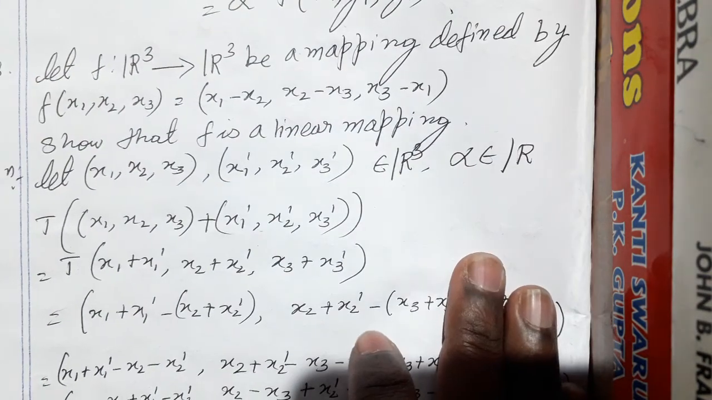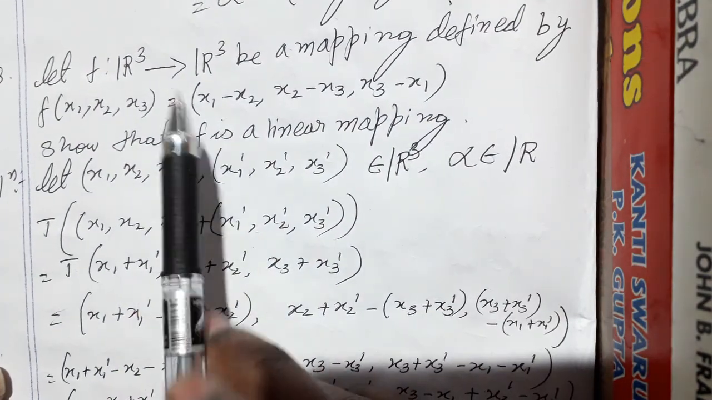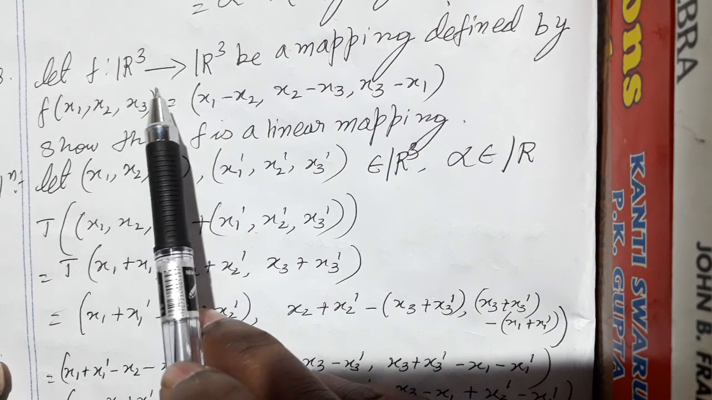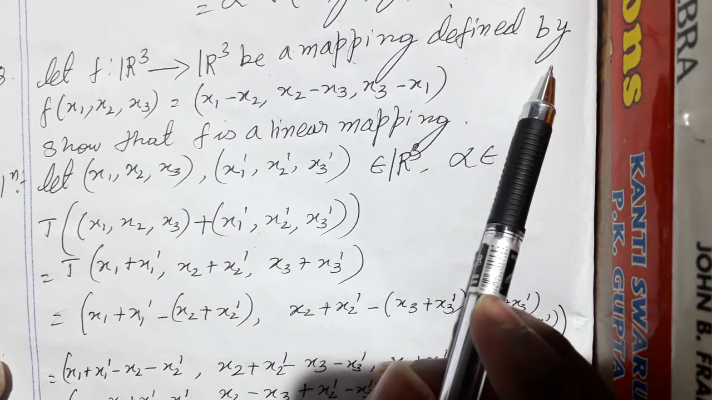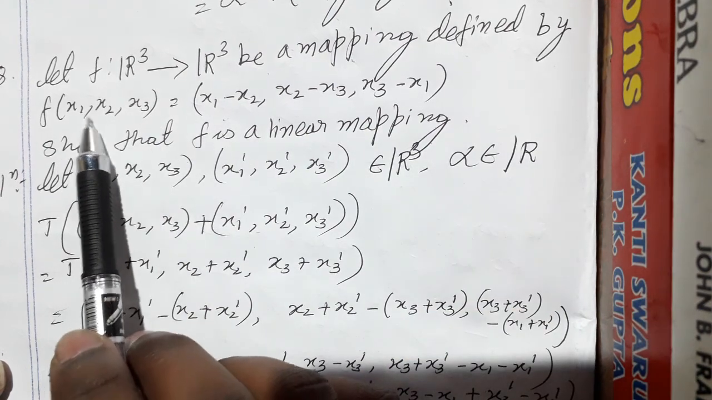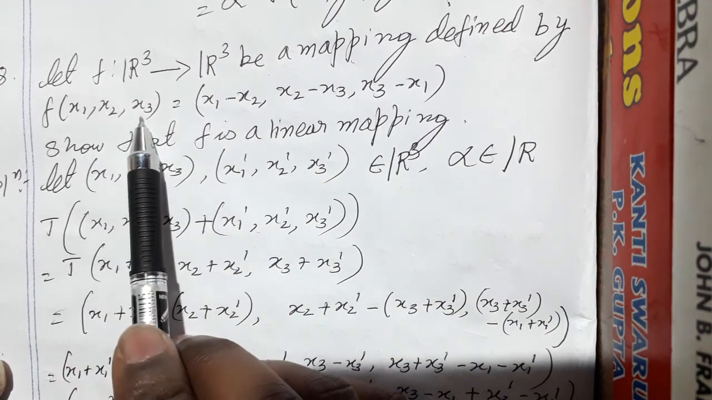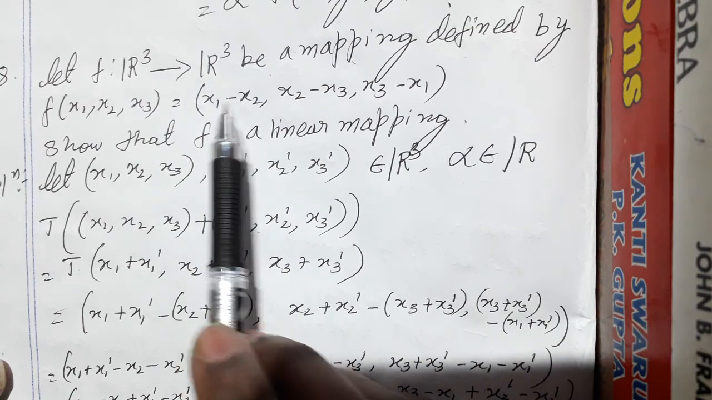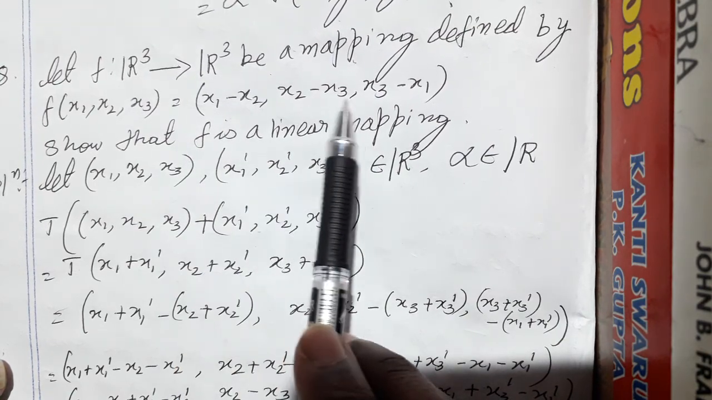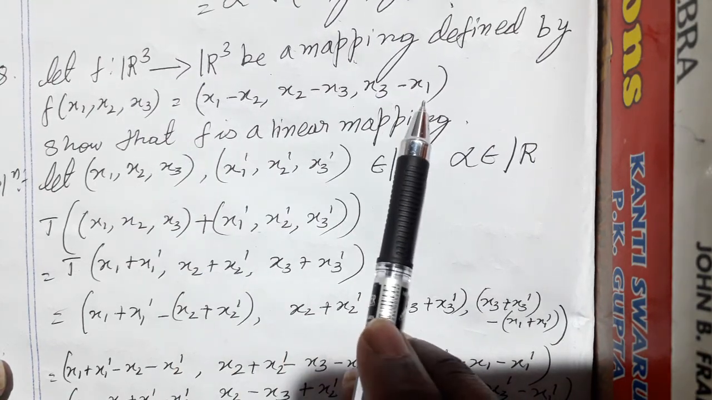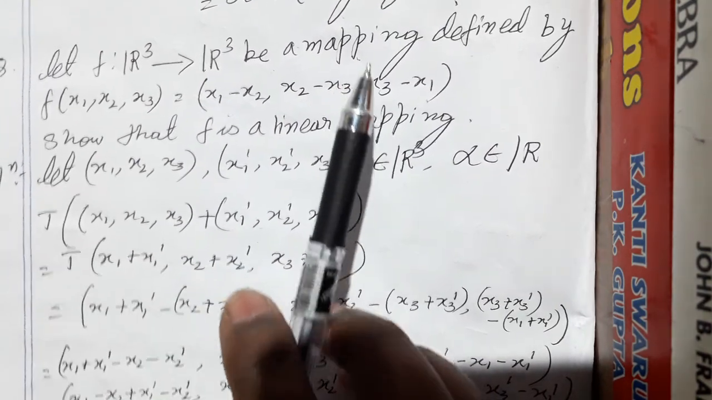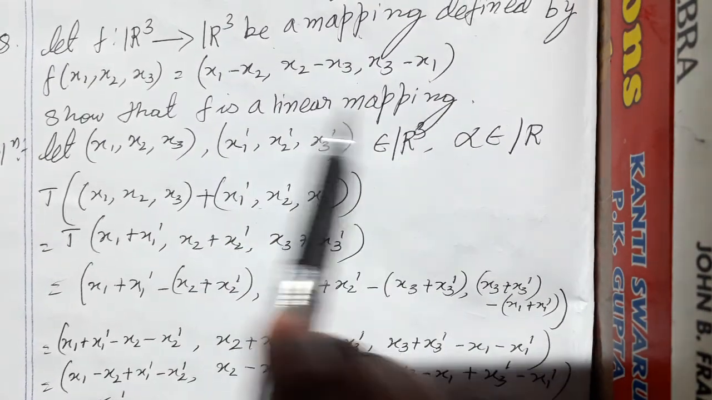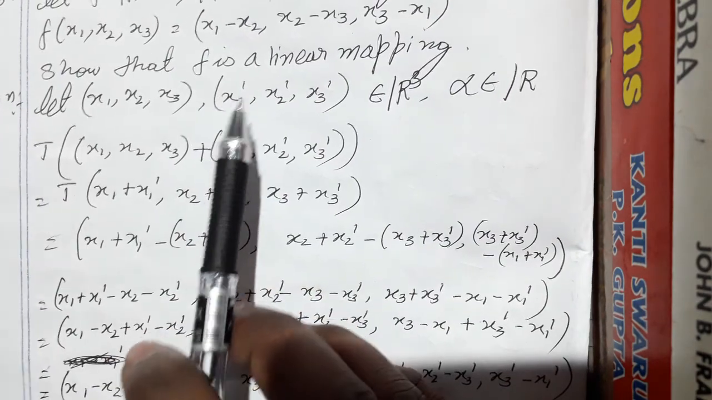Here also we have this question. Let F from R3 to R3 be a mapping defined by F of (x1, x2, x3) equal to (x1 minus x2, x2 minus x3, x3 minus x1). So we want to show that this is also a linear transformation or linear mapping. Linear mapping is nothing but a linear transformation.